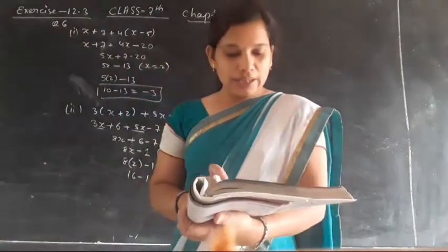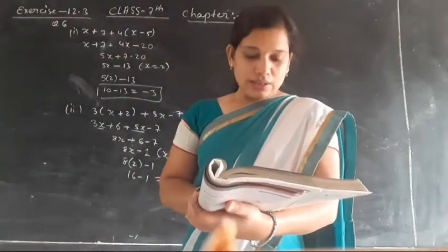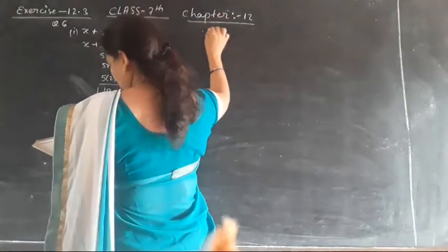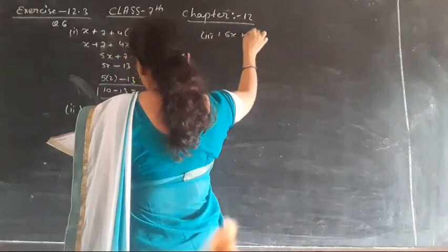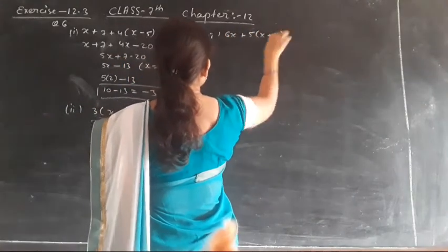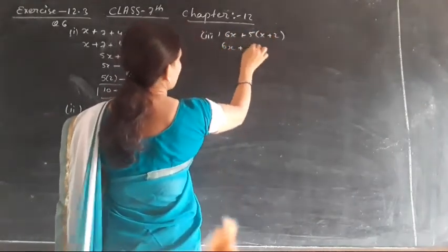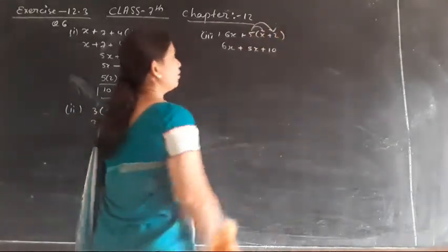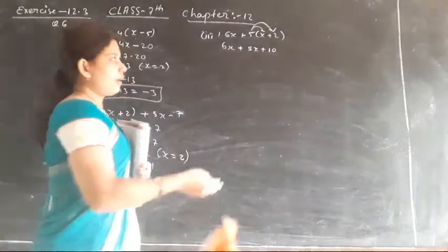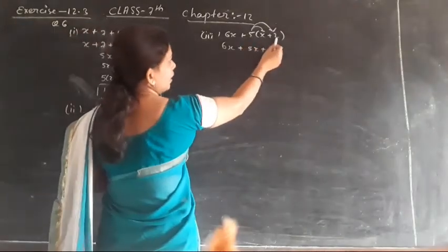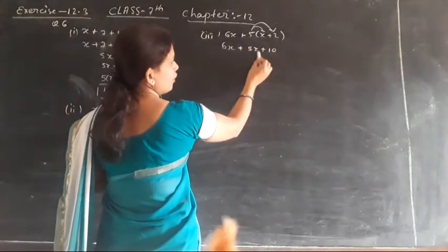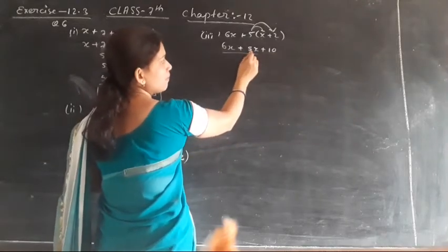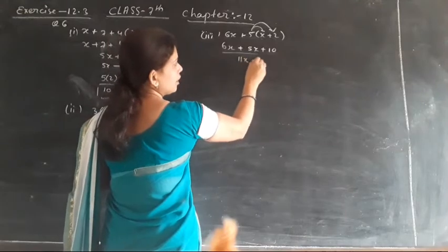Now moving toward the next question, we are having the third part. In the third part of question number 6, it is said that 6x plus 5 into x plus 2, isn't it? So 6x plus 5x plus 10. You have to simplify while multiplying the number 5 inside the bracket. Okay, जो number 5 है उसको bracket के अंदर multiply करोगे तो 6x plus 5x plus 10 आएगा. इन दोनों को simplify करोगे तो 6x plus 5x will become 11x plus 10.